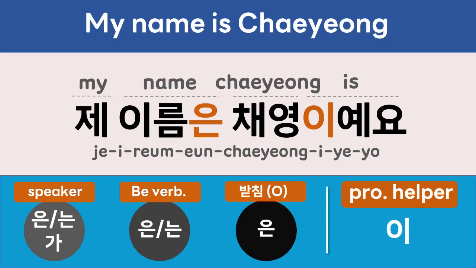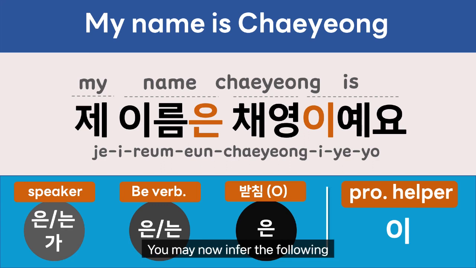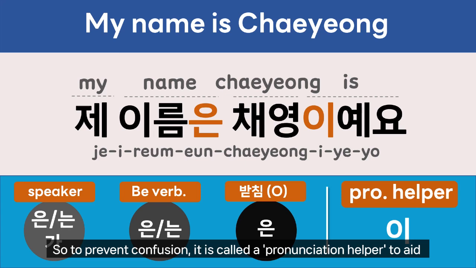My name is Chaeyoung. 제 이름은 채영이에요. Since it refers to the speaker themselves, it is the speaker marker. Then you may now infer the following. The particle 이 not only helps to indicate the subject or topic after a noun or pronoun, but also serves a role in assisting with pronunciation. He is a very busy guy. So to prevent confusion, it is called a pronunciation helper to aid in your understanding.